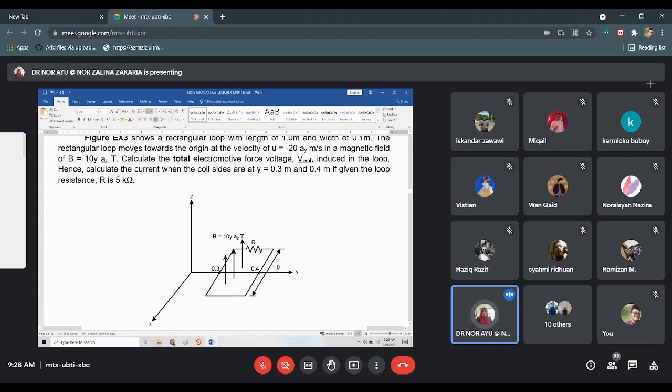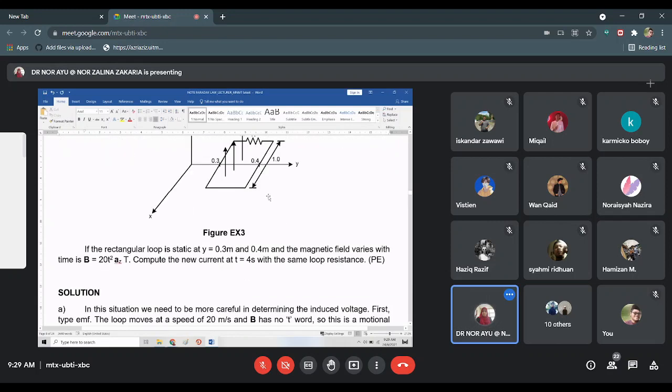The rectangular loop moves towards the origin at the velocity of u equals negative 20 ay. Okay, and B is 10 az. Alright, and then calculate the total electromotive force, voltage, VEMF, induced in the loop, and then hence calculate the current when the coil sides are at Y equals 0.3 m and 0.4 m, if given the loop resistance is R equals 5 kilo ohm. Okay, so you have two things. One is to find the total electromotive force, and another one you need to find what is the current induced in the coil. Okay, so if you look into what parameters are given to you, you have this U and B, so of course we need to use motional EMF.